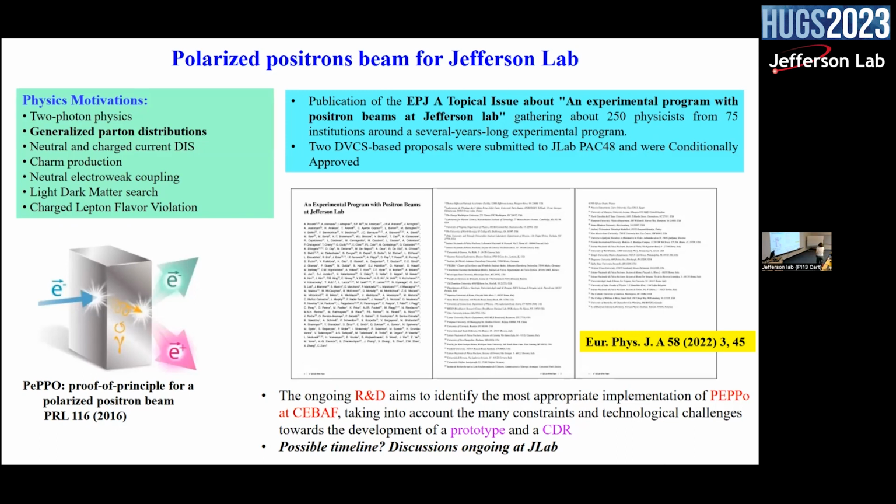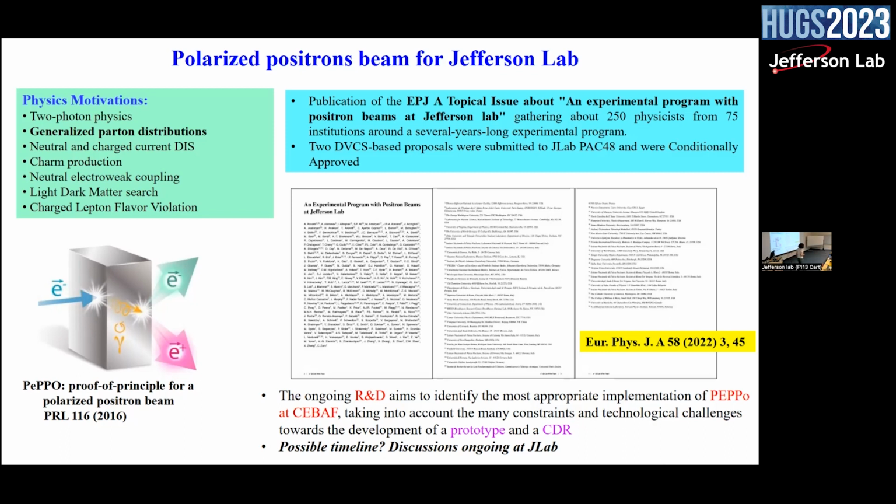And then there is the other project, which is more long-term because it involves an upgrade and a modification of the CEBAF accelerator. It's the development of a polarized positron beam. The way CEBAF works now is with polarized electrons. So there are several physics cases that push for the need of such a facility at CEBAF. There are different physics topics that can be done, but GPDs are part of this overall project.